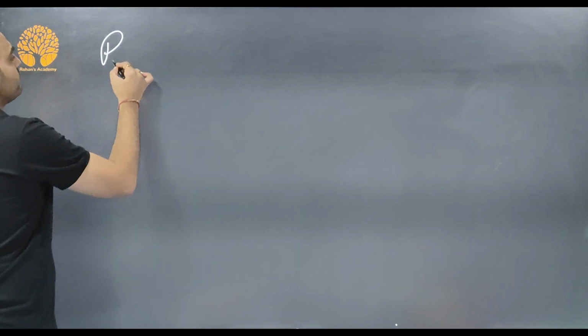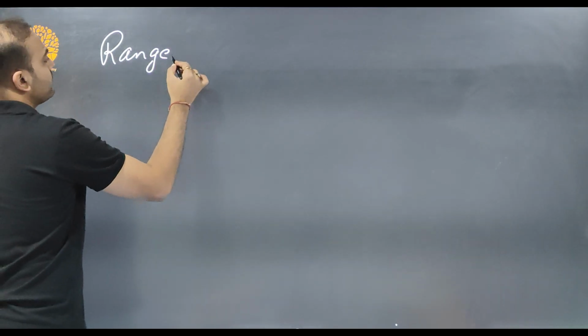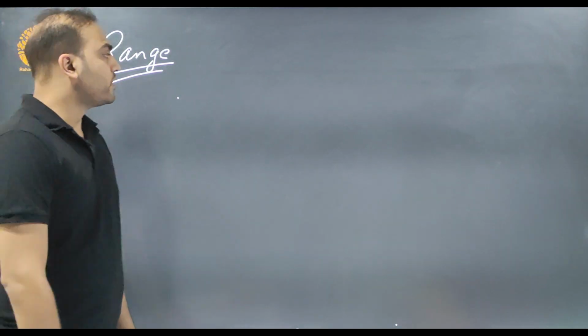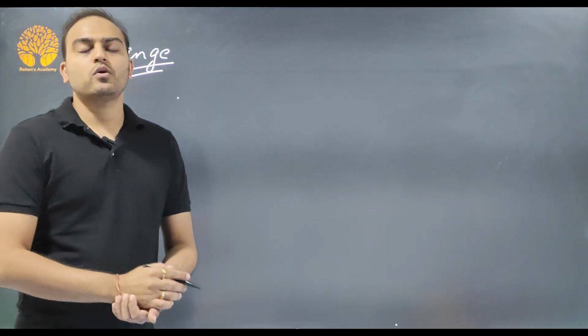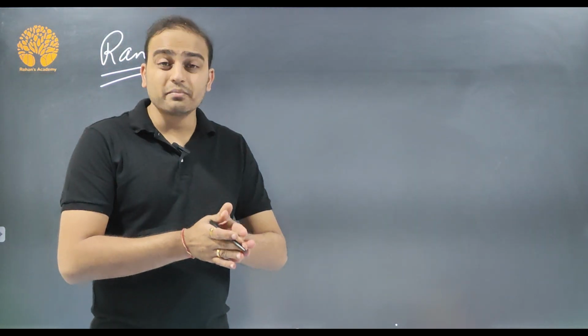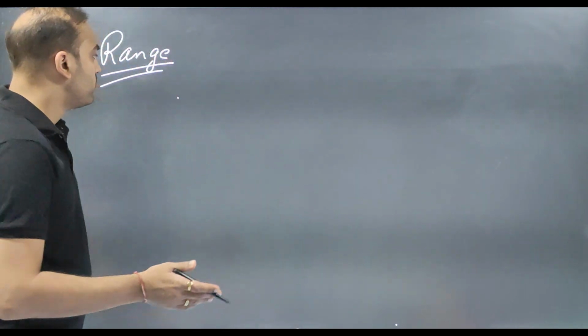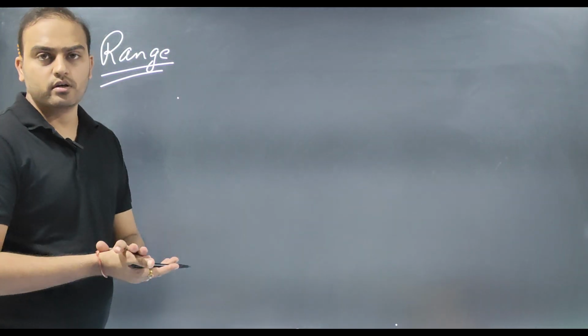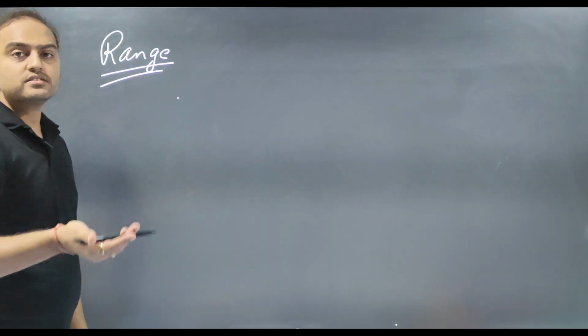Now similarly, the way we learnt domain of a function, we learn range of a function. We try to figure out the range of a function. Now what is range of a function? Range is the output. What are the possible answers that you get? Range of a function is simply the possible output.